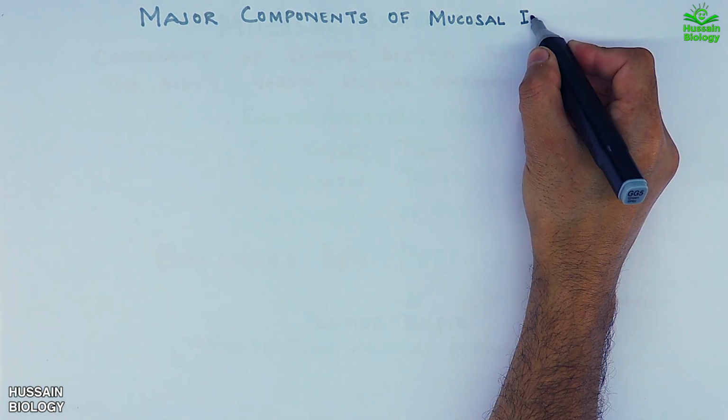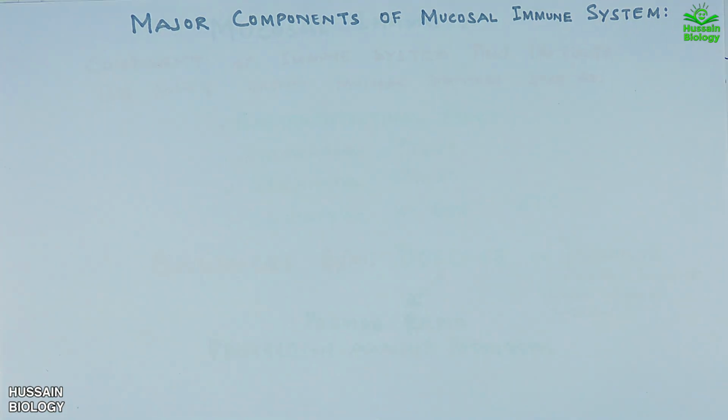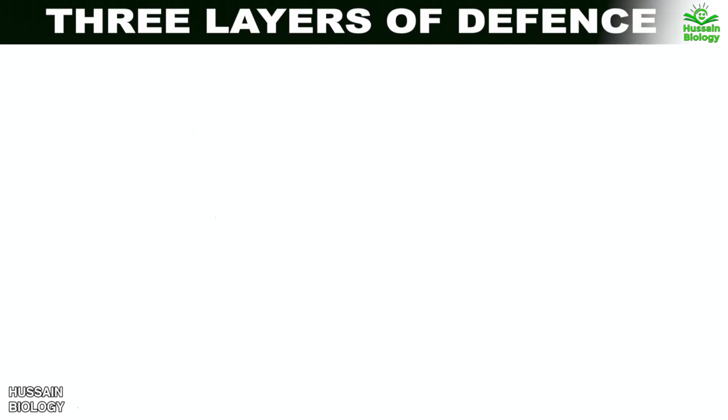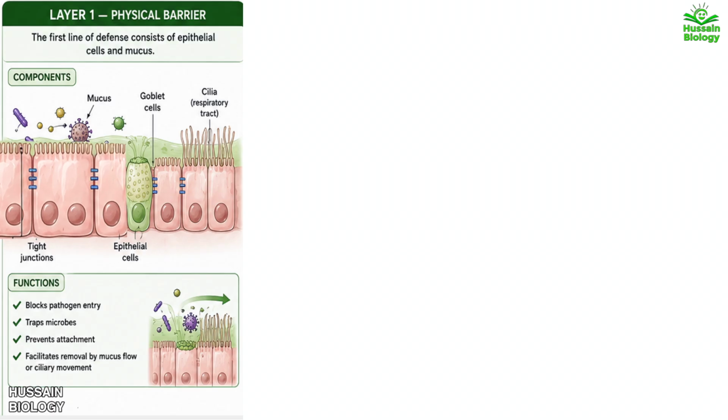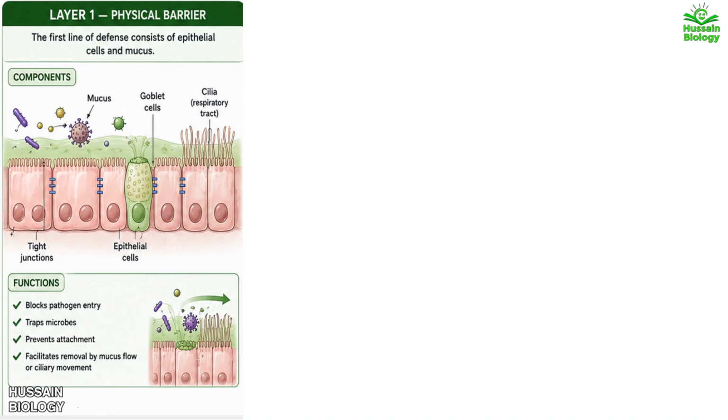Now let's get to the major components of the mucosal immune system first. The mucosal immune system consists of three coordinated layers of defense. The first layer is the physical barrier, formed by epithelial cells, mucus, tight junctions, goblet cells, and cilia, shown in the diagram. This layer acts as the first line of defense by blocking pathogen entry, trapping microbes, preventing their attachment, and facilitating their removal.